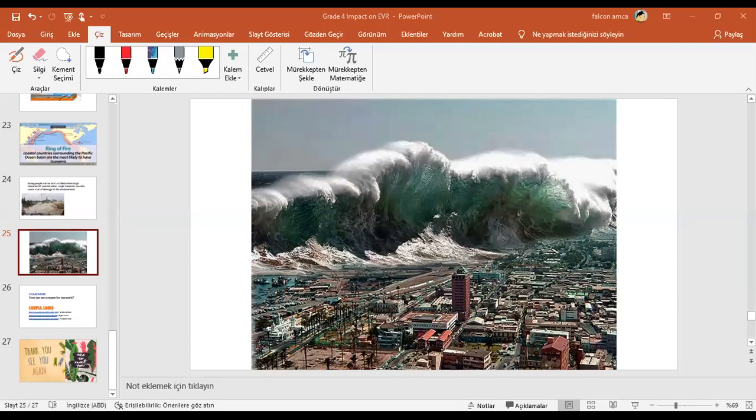Okay. Can you see the screen? Yeah. Preparing for a tsunami. Yes.